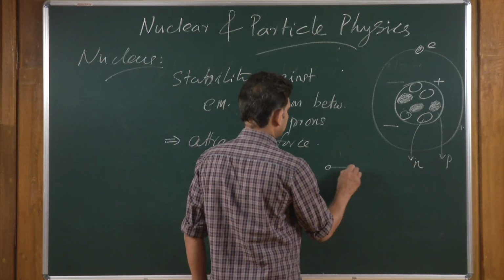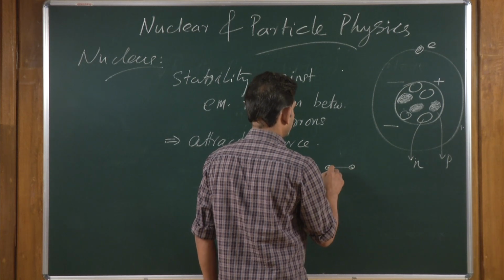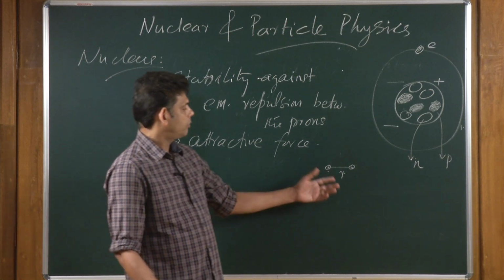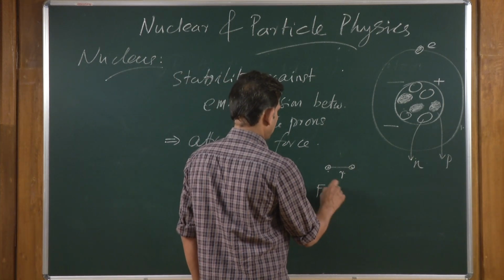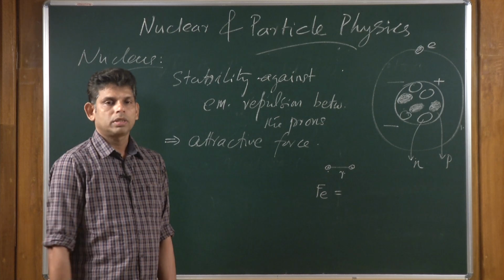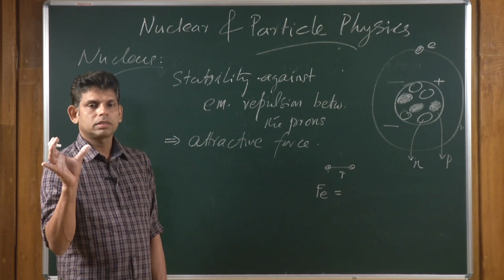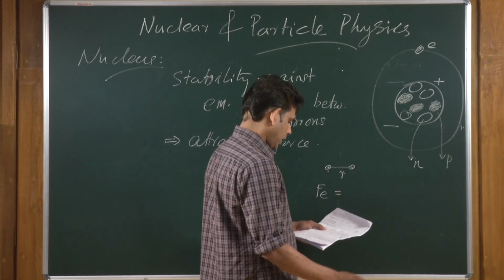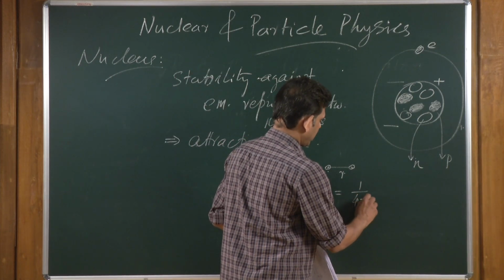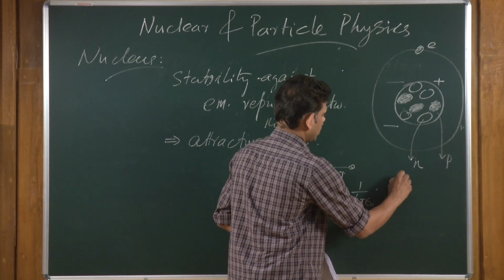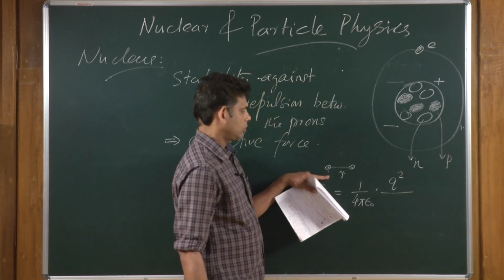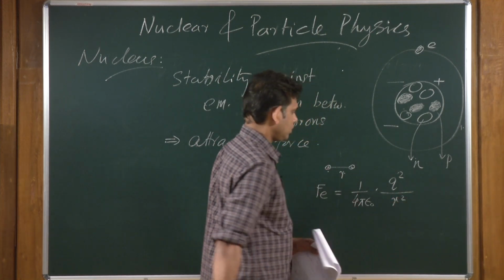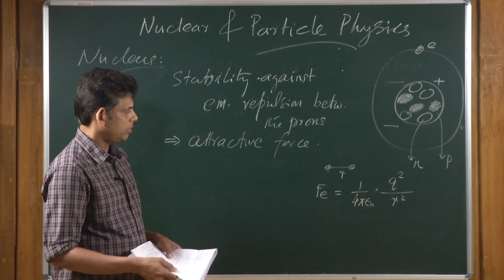Now, let us look at two protons separated by a distance r between them. There is an electric force, I will write only the magnitude. The direction is along the line joining the centers of these protons. So, the electromagnetic force is 1 over 4 pi epsilon 0 times q square, the charge of the proton times the charge of the other proton, divided by r square, the distance between these two.